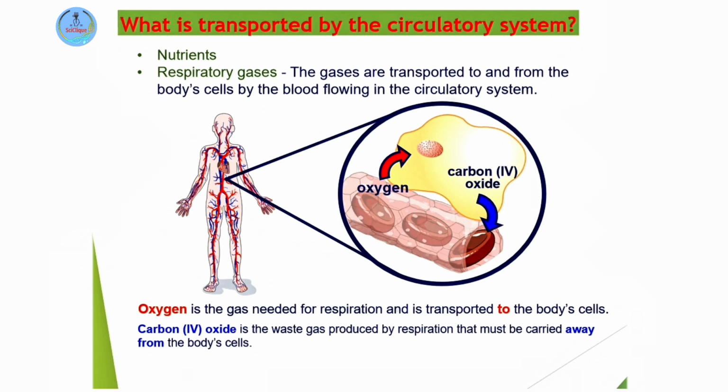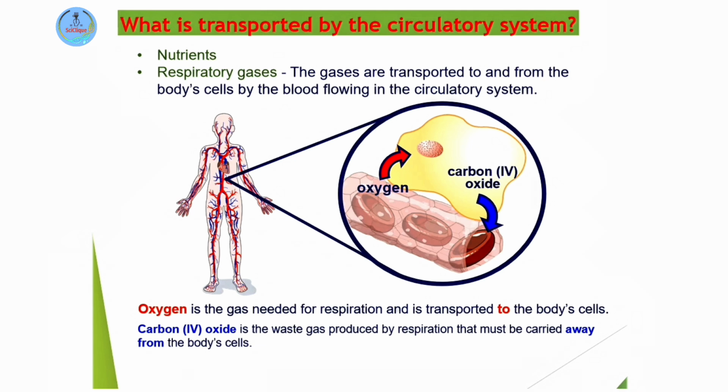Next, we have the respiratory gases. Now, whenever you come across this term, it simply refers to oxygen and carbon dioxide. So, oxygen is required by cells for respiration. So, you're going to have blood transporting oxygen to the body cells. Carbon dioxide, on the other hand, is a waste product. It's produced during respiration. And being a waste product, it cannot be allowed to accumulate within the cells. Why? Because it's going to become poisonous. So it needs to be removed.